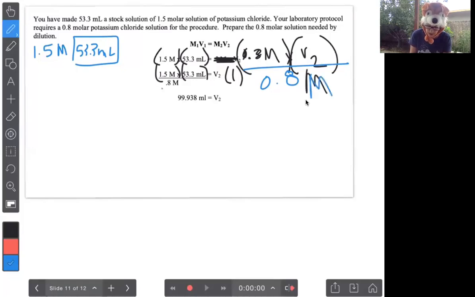And then this is, right, that's dividing the other side, right? The molars cancel, the 0.8s cancel, it's just 1. And then you do this math, which I'm not gonna do, but luckily, look, the molars cancel. What are we left with? Mils. Here's our answer. Voila.